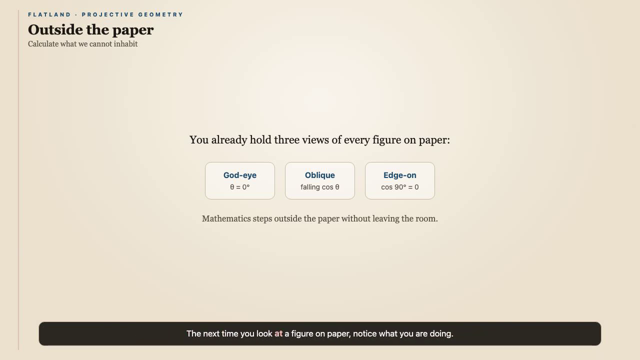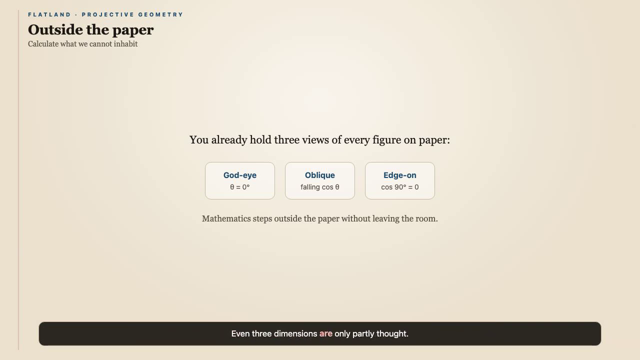The next time you look at a figure on paper, notice what you are doing. You are the higher dimensional observer of that plane. You hold the God eye when you look straight down on a map. You hold the oblique crush with its falling cosine when you tip a book. You hold the edge-on vanish when a card becomes a line. All of that arrives with a tilt of the head. No portal is required.